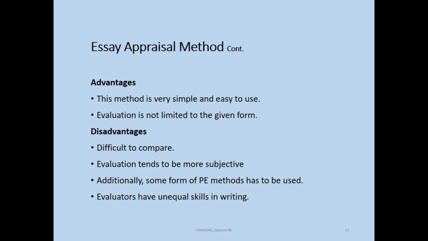In many performance evaluation forms, there is some part allocated to write about the employee performance summary. That is something like an essay, but they allocate only a little part, together with the previous 2 or 3 performance evaluation methods.